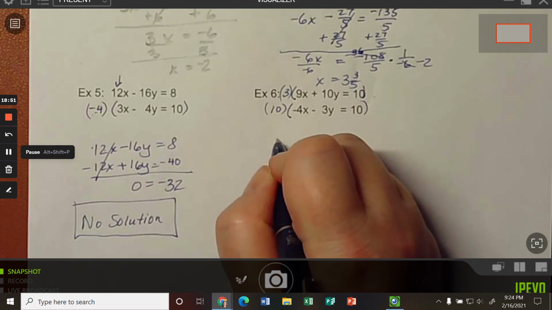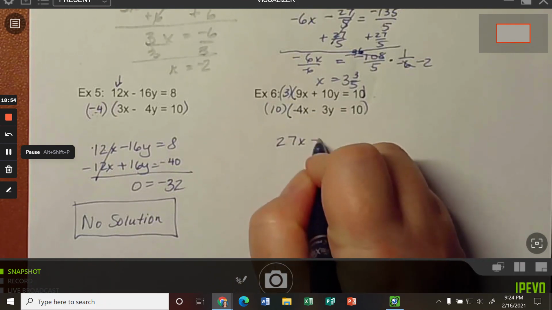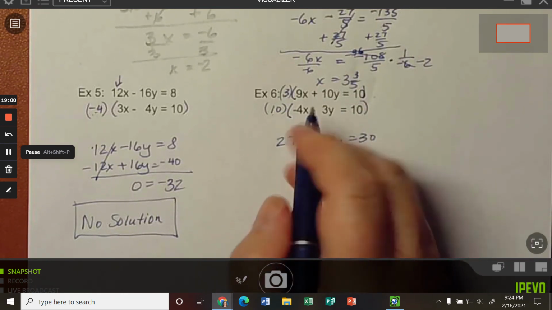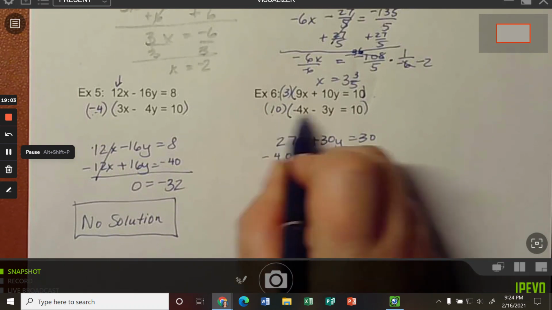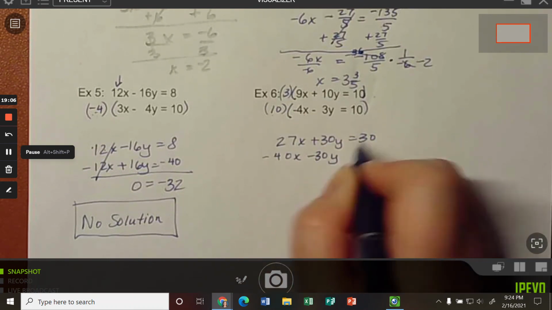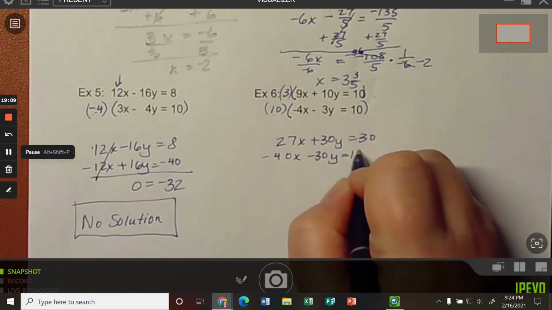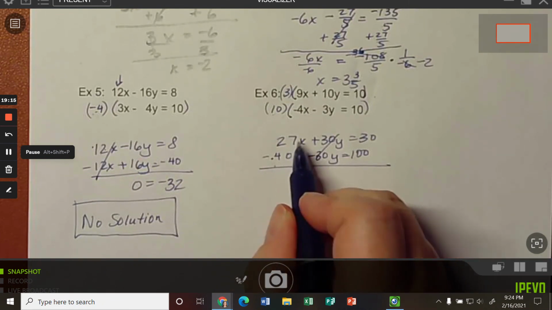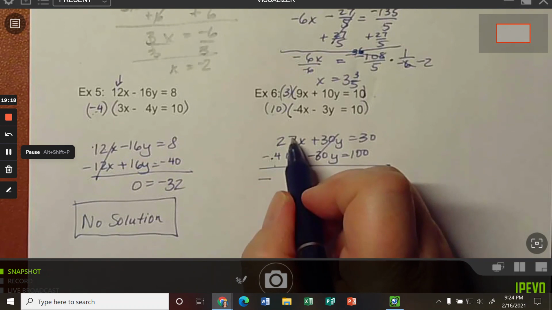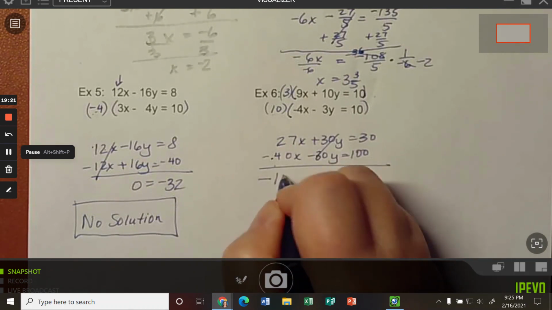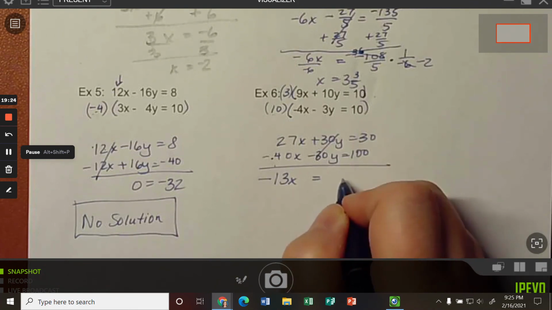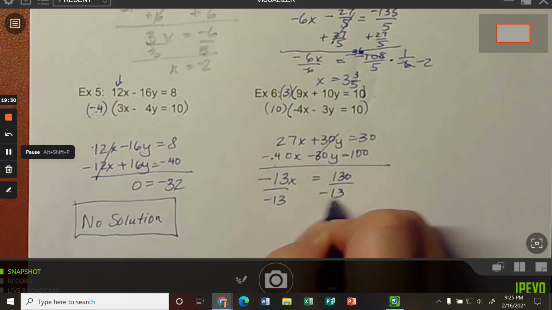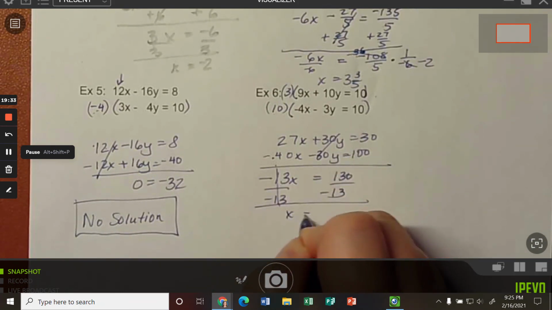3 times 9x is 27x. 3 times 10y is 30y. 3 times 10 is 30. 10 times -4x is -40x. 10 times -3y is -30y. And 10 times 10 is 100. Okay, so our y's will cancel out. -40x plus 27x, we have more negatives than positive. Counting up from 27, 37 to 40, so -13x equals 130. Divide each side by -13, and we get x equals -10.